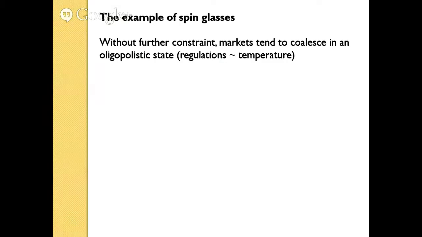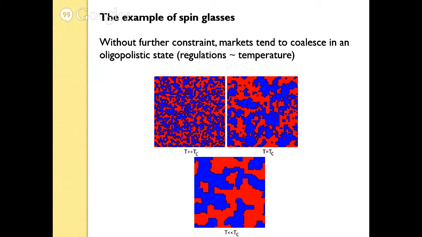The example of spin glasses. So without further constraint, markets tend spontaneously to coalesce in oligopolistic states. Regulations play the same role as temperature. So suppose that you have a temperature which is greater than the critical temperature. You have a lot of different clusters of spins in your system. As you reduce regulations, you reduce temperature, the clusters tend to coalesce, tend to create greater clusters, starting from a small concentration point. It starts to grow, and the greater it grows, the easier it is for it to grow even farther.